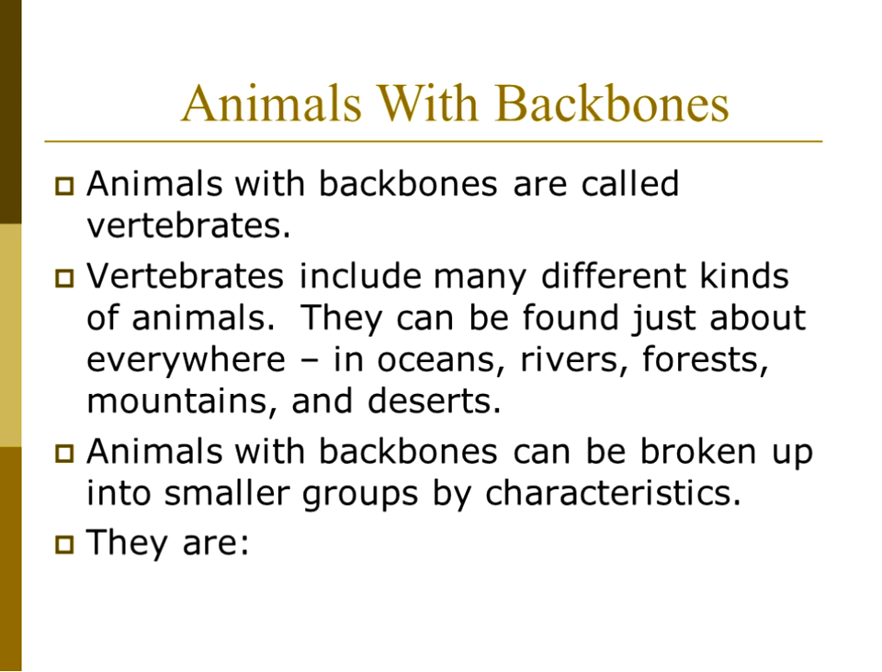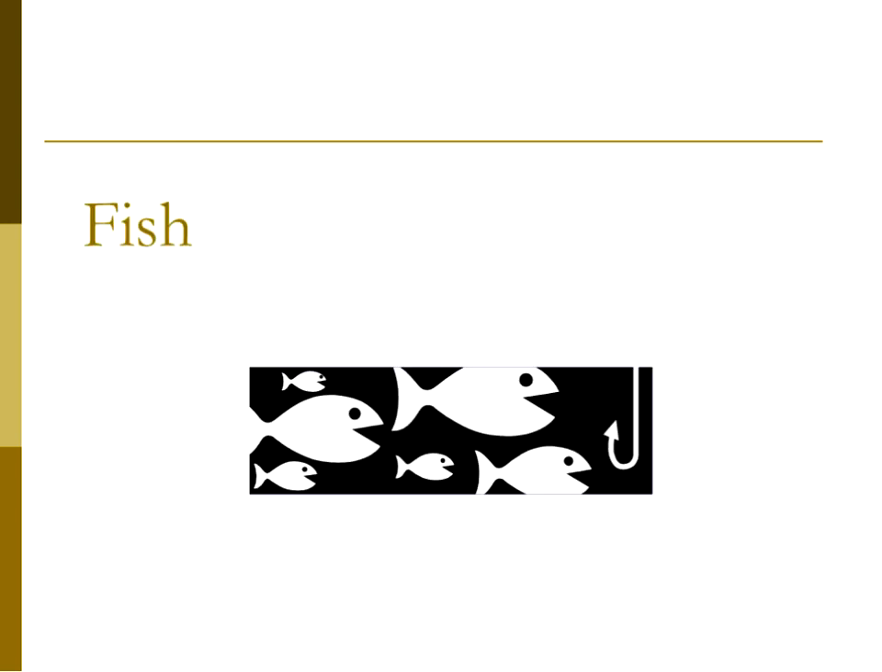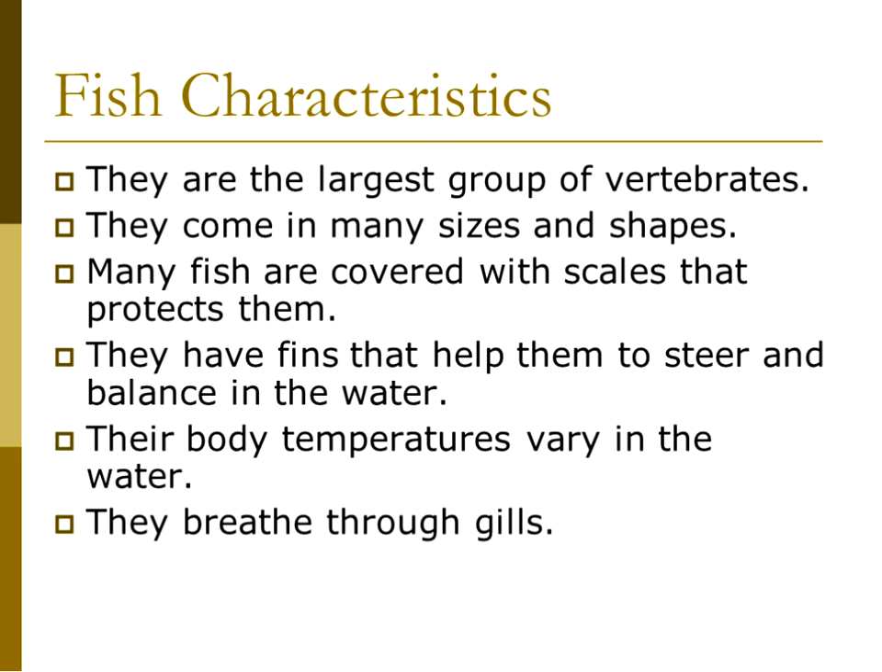Animals with backbones can be broken up into smaller groups, and those five are fish, amphibians, reptiles, birds, and mammals. First of all, we're going to talk about fish, which came on Earth first in the fossil record. They're the largest group of vertebrates, probably because our oceans are the biggest area on Earth. So that kind of makes sense. They come in many sizes and shapes. We know that. They're covered with scales that protect them.